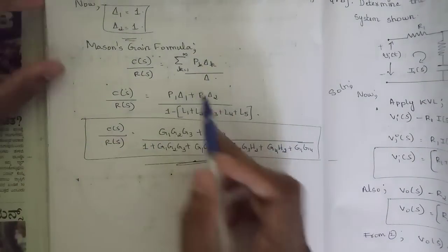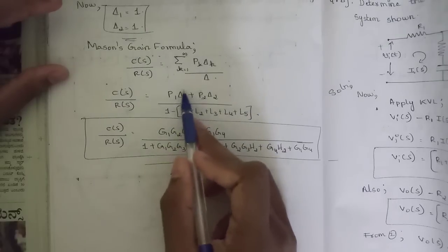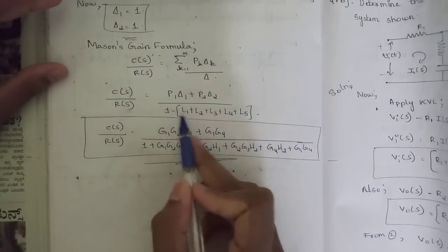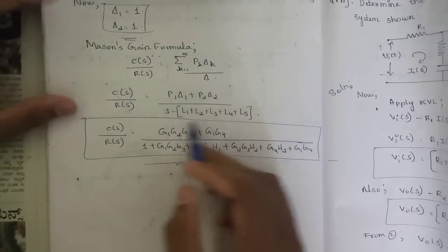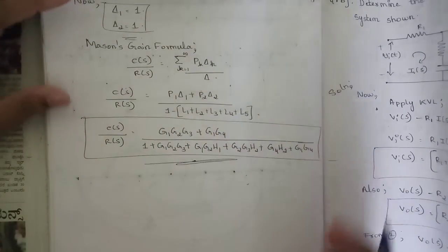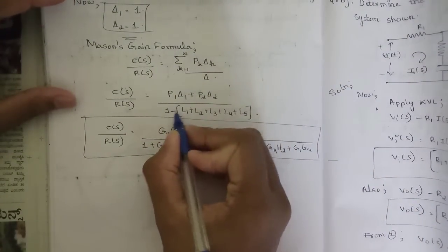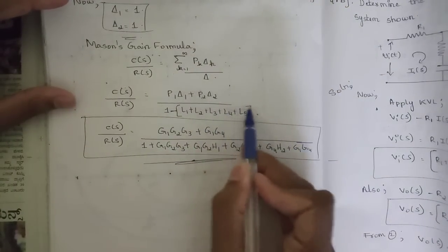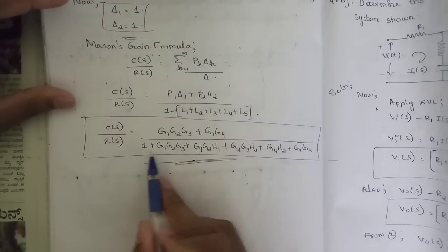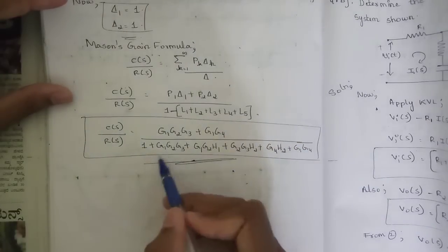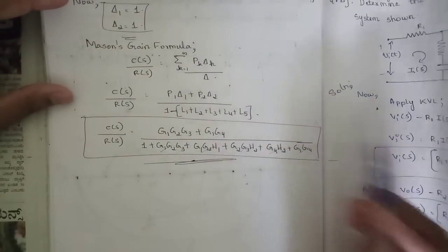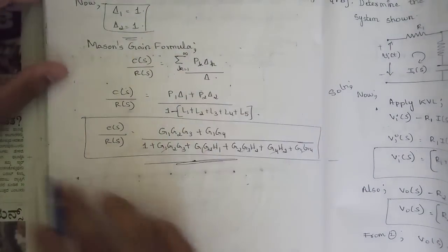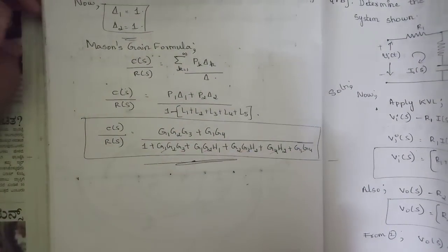That is, P1 delta 1 substituted, G1, G2, G3 into 1, plus G1, G4 into 1, divided by 1 minus L1. Since all the loop gains we got are negative, and we also have a negative sign, minus into minus is plus. So all the L1, L2, L3, L4, L5 which are in negative form, substitute in positive form and write it. This is the final transfer function C of S by R of S.